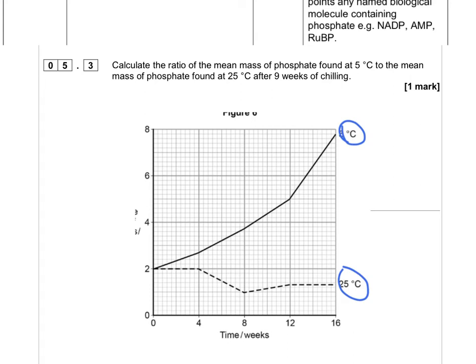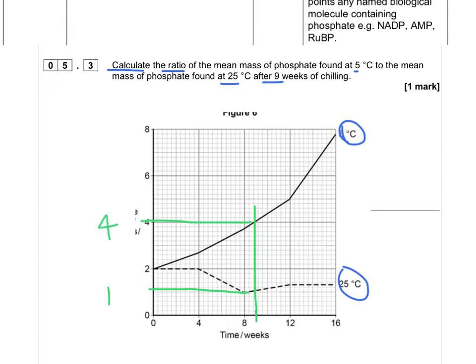Question 5.3, it says calculate the ratio of the mean mass of phosphate found at 5 and the mass of phosphate found at 25 at 9 weeks. Okay, so let's look at the graph. I've copied the graph over. So we've got to find 9 weeks, which is difficult to do on this machine, but it's about there. We can find the mean mass of phosphate by drawing a line across. Okay, there, and very, very roughly, I'm afraid, there. So I'm going to go for the easiest. I'm going to say that's 1 and that's 4.